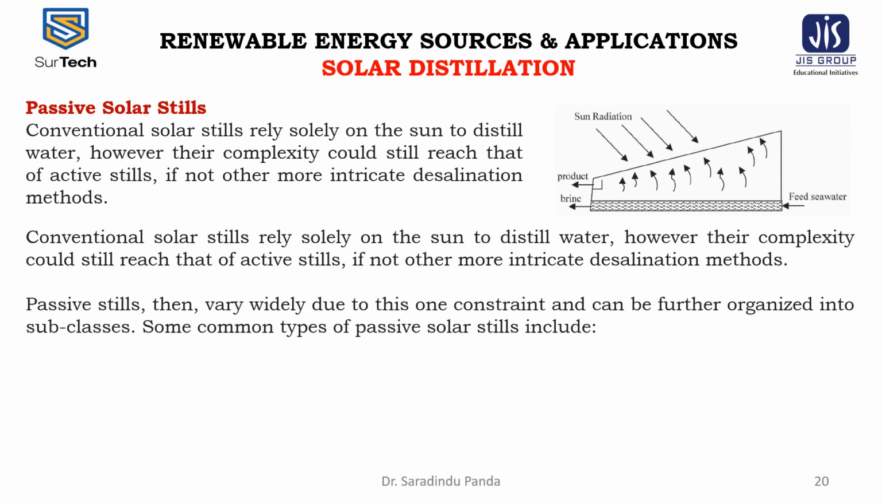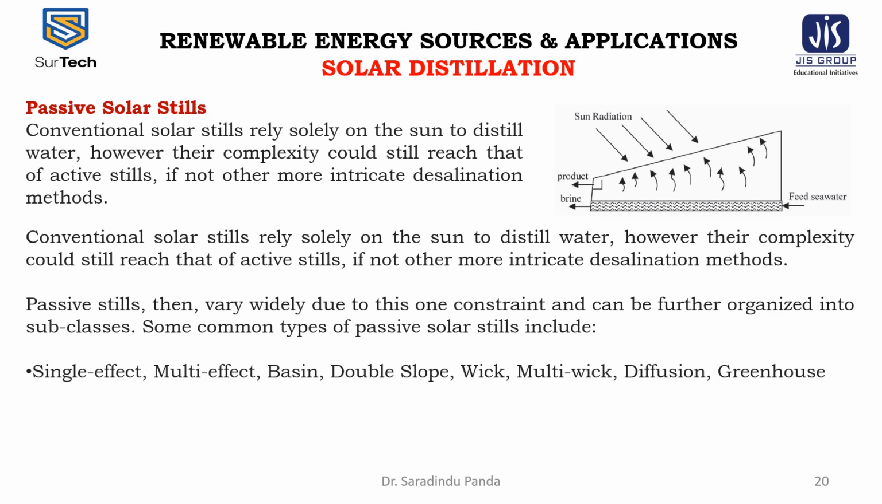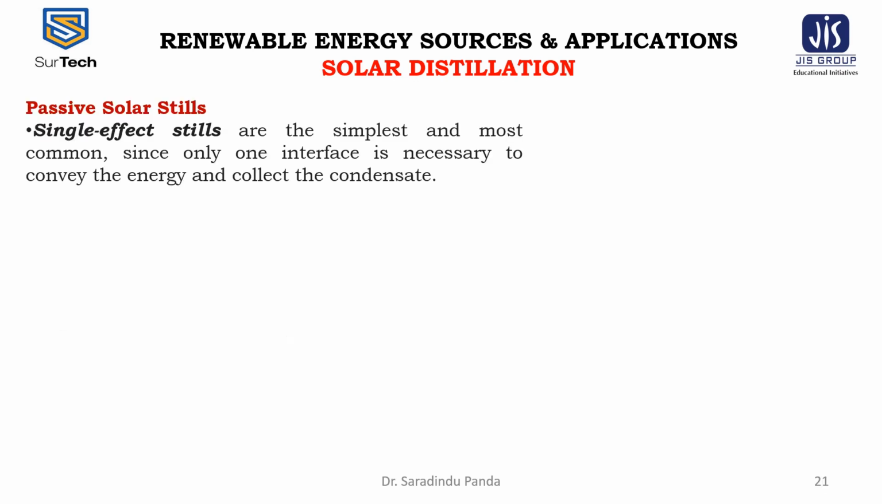Passive stills vary widely due to this one constraint and can be further organized into subclasses. Some common types of passive solar stills include single effect, multi-effect, basin, double slope, wick, multi-wick, diffusion, and greenhouse.